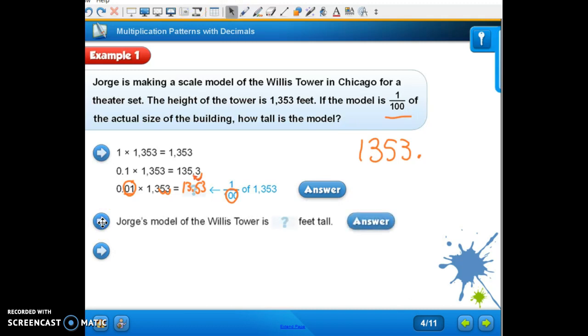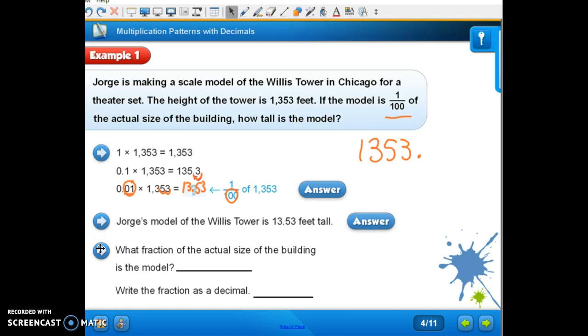Jorge's model of the Willis Tower is blank feet tall. This should say 13 and 53/100ths feet tall. What fraction of the actual size of the building is the model? What fraction was it? 1/100th. Write the fraction as a decimal. This is over in your little blue box. So how do I write 1/100th as a decimal? Do I have any ones? And a 0 in the 10ths and a 1 in the 100ths place.